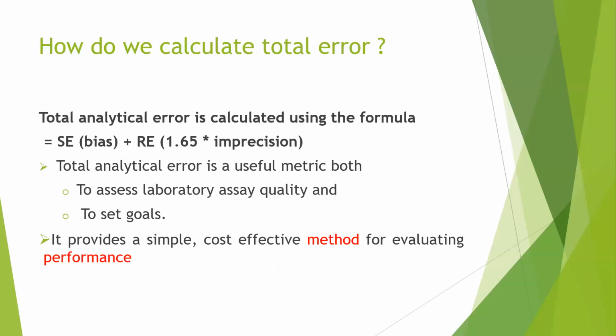How do we calculate total error? Total analytical error or total error, they're the same thing. The formula which is commonly used is systematic error, expressed as the bias, plus random error. Random error is 1.65 times the imprecision. So total error is a very useful metric both to set goals and also to assess the quality of laboratory assays. It provides you a simple, cost-effective method for evaluating the performance of a particular test in the laboratory.